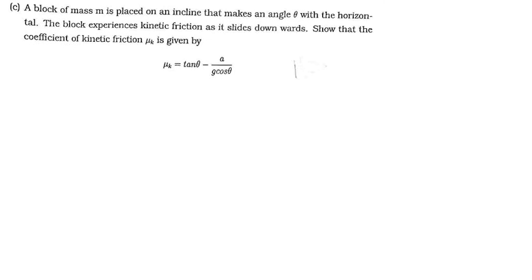The block experiences kinetic friction as it slides downward. Show that the coefficient of kinetic friction, mu k, is given by this formula: mu k is equal to tan theta minus acceleration divided by g cos theta. So how can we find that? Let's first come up with a free body diagram.